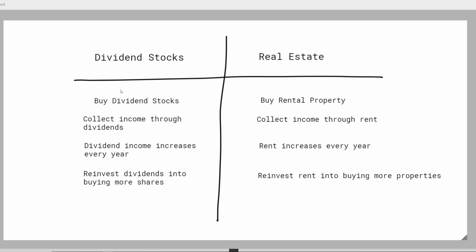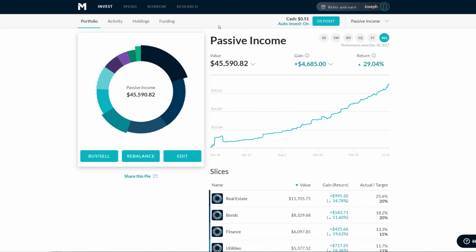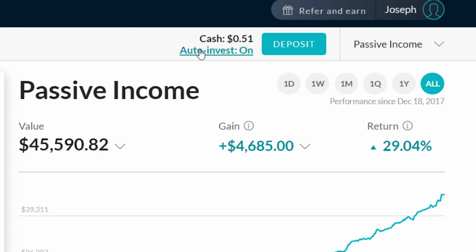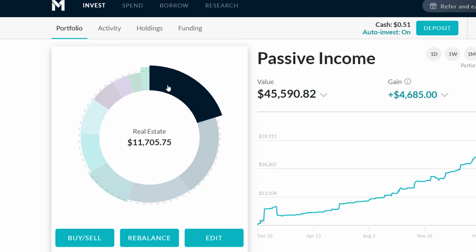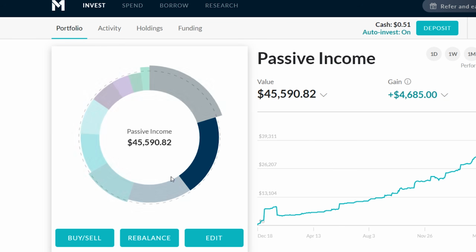Now with dividend stocks, the reinvestment part is a lot simpler than with real estate. With dividend stocks, you literally just hit a button and turn on auto invest. M1 Finance is pretty awesome with the way that it reinvests. It has this feature, auto invest, and I have it set to on, which means that if I have more than $10 in cash, right now I have 51 cents, so this isn't going to be invested. Once I get to over $10, that $10 will be reinvested into this pie, whatever is the most underweight holding. It doesn't have to be what paid the dividends.